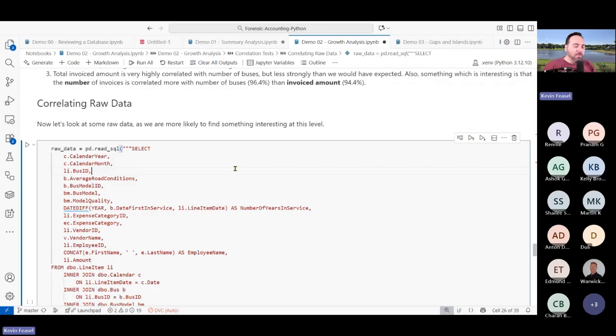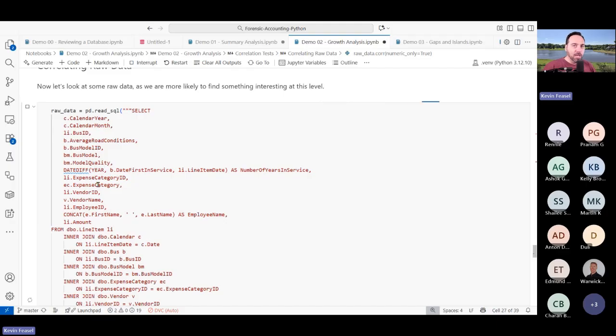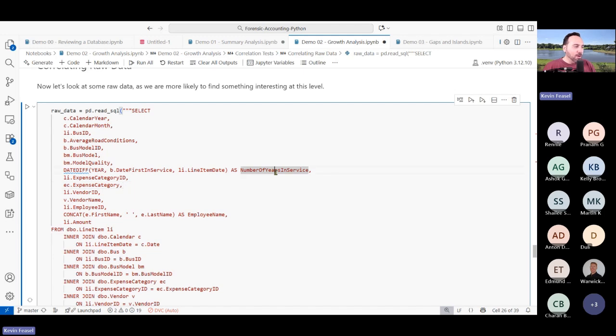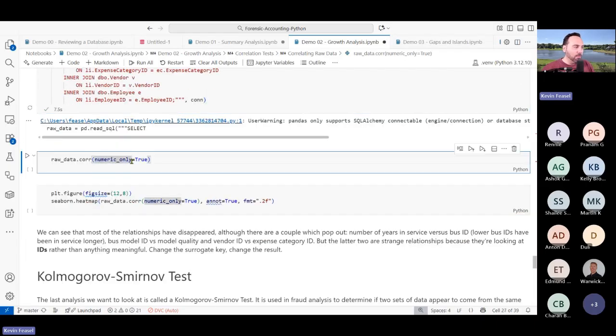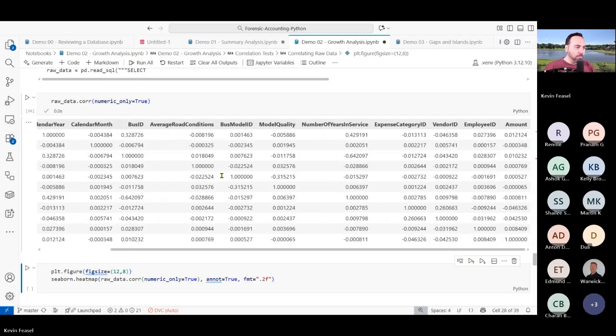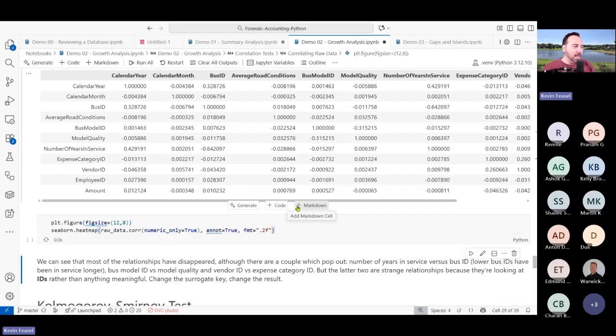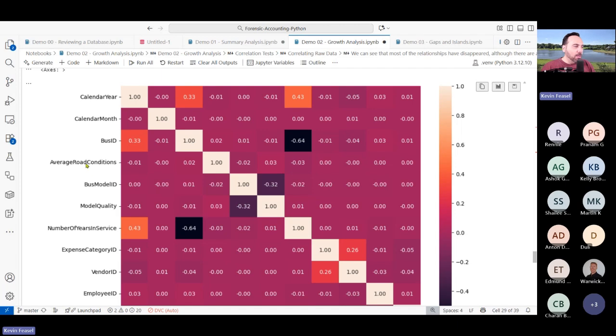All right, let's now bring in more data. We've seen just a couple of data points, but in addition to the calendar year, the number of invoices, and the total invoiced amount, I want to get expense categories, the number of years the bus is in service, maybe the bus model quality, and some of these other pieces of information. So I'll do a correlation again and set numeric only to true. That will allow me to include only the variables that are numeric in nature, because correlation doesn't work on strings or non-numeric features. And we have, again, a mess of numbers. I'm not even going to try to analyze it. Instead, let's plot it, and you can see this heat map here.